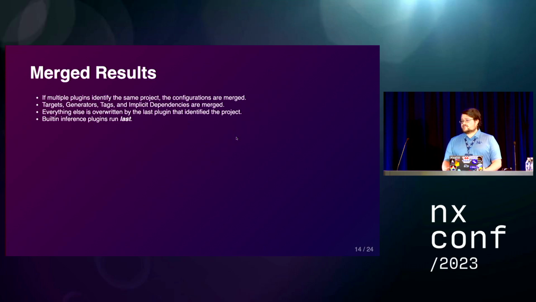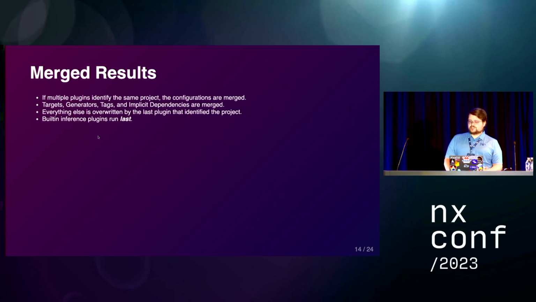So one thing to note here is with this, it's possible for multiple plugins to identify the same project in your workspace. If this happens, we merge the configurations that were identified for that project. You can already see this behavior in how we handle package JSON scripts in your workspace. So if you have a project JSON and a package JSON for a project, the scripts become targets, but the NX targets are also there. It's because they're merged.